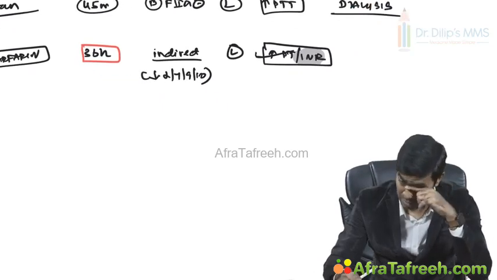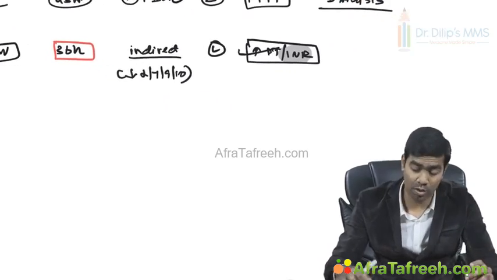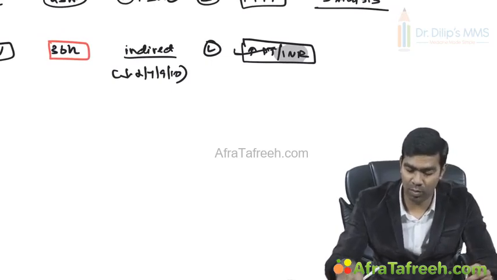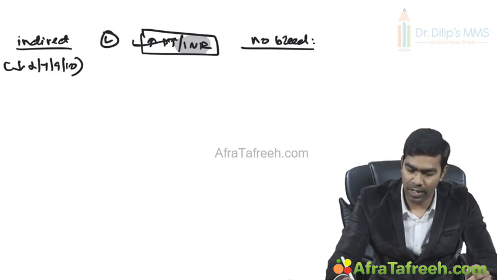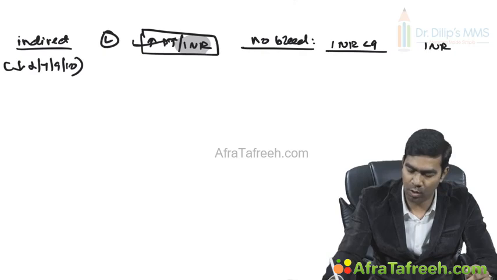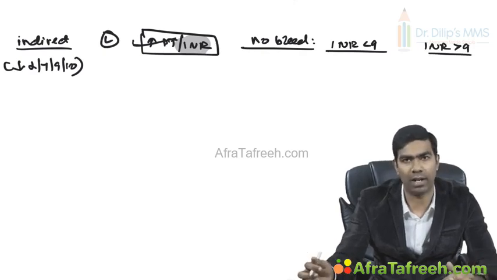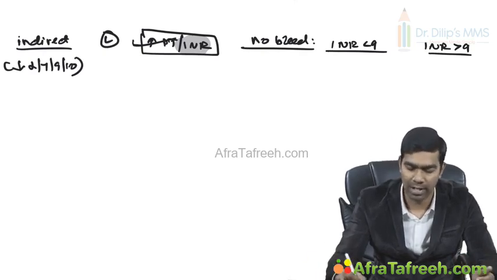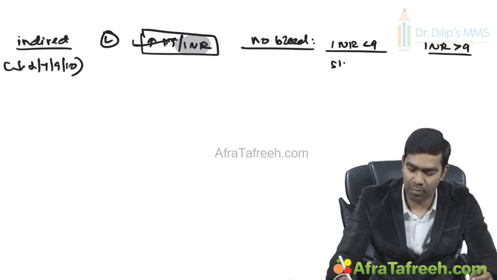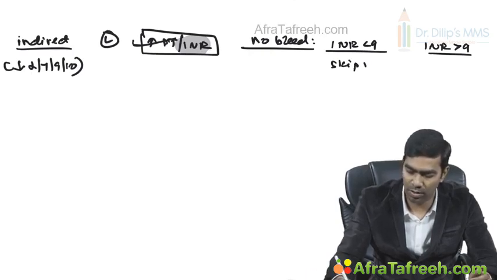And the next thing is what you have to do in overdose. In overdose, it depends on whether there is bleeding or no bleeding. If there is no bleeding, it depends on the INR: whether INR is less than 9 or more than 9. No bleeding, only asymptomatic elevation of INR. I told you target INR is 2 to 3, but if it's elevated asymptomatically and is less than 9, just skip 1 or 2 doses and recheck INR. Skip 1 to 2 doses, that's all.